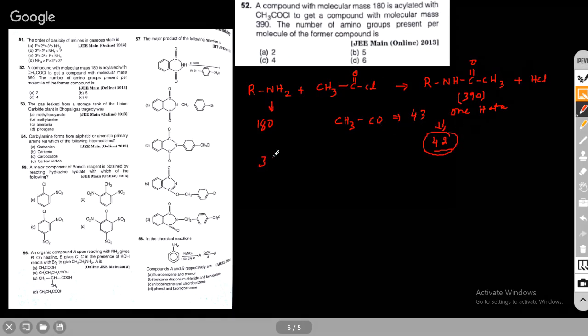What is the difference in the molecular masses? 390 minus 180. That will be what? 210, right? So with one molecule, the difference is this. So for this mass, the number of molecules should be what? 210 by 42, which is 5. So option B is correct.